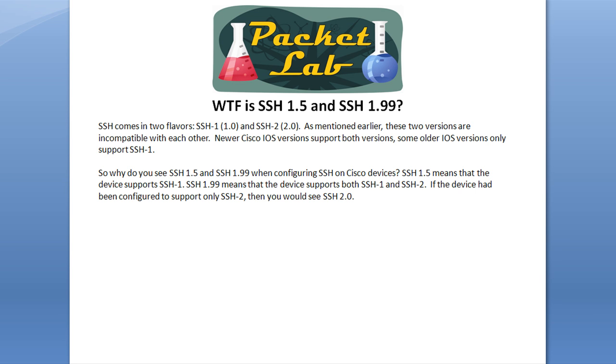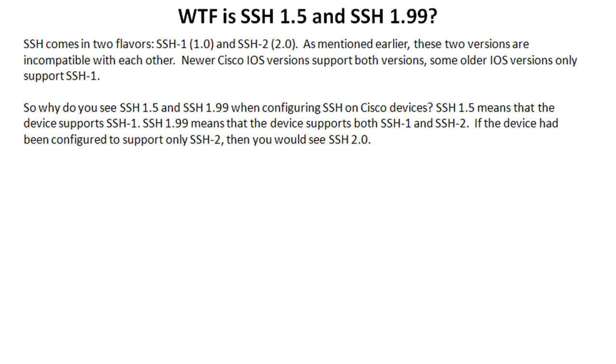So I told you earlier that SSH comes in two different versions, SSH-1 and SSH-2. As I mentioned earlier, these two versions are incompatible. They don't speak the same language. Newer versions of Cisco iOS will support both versions of SSH, while older iOS versions 12.3.4 and below will only support SSH version 1. So why do we see SSH 1.5 and SSH 1.99?